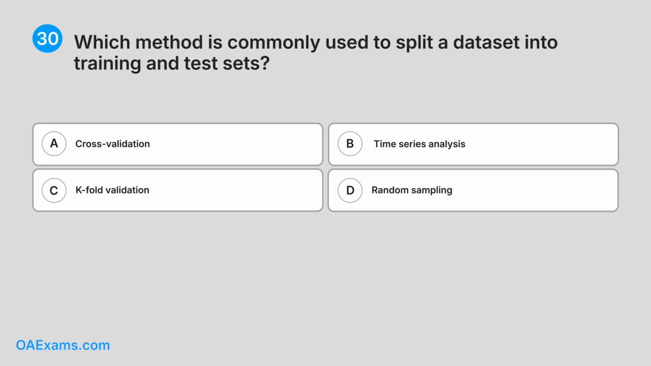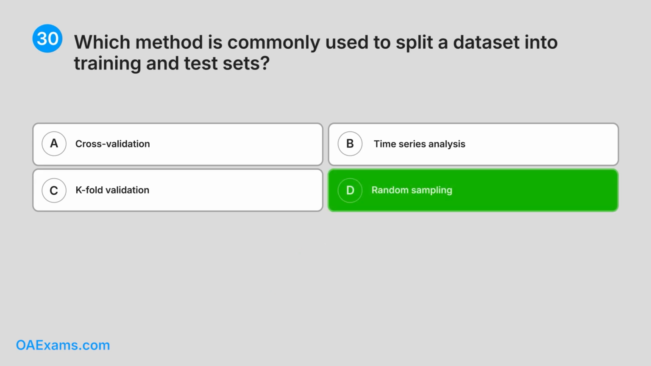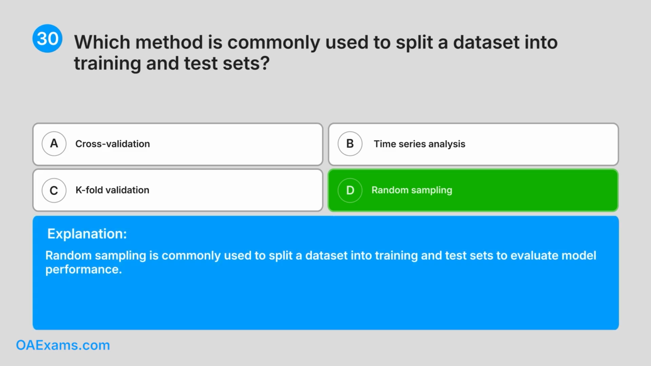30. Which method is commonly used to split a dataset into training and test sets? A. Cross-validation. B. Time series analysis. C. K-fold validation. D. Random sampling. Can you guess the answer? Correct answer. D. Random sampling. Explanation. Random sampling is commonly used to split a dataset into training and test sets to evaluate model performance.